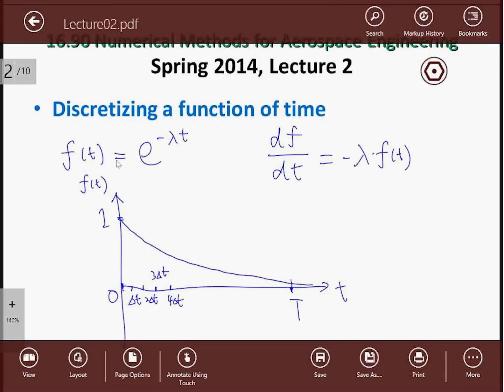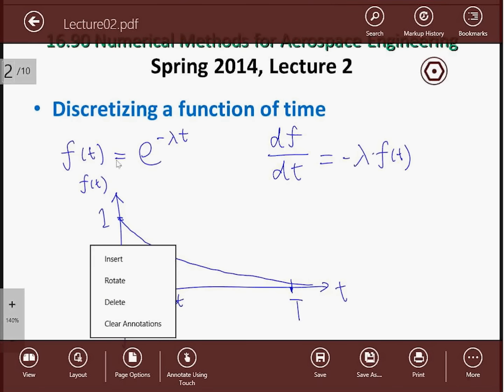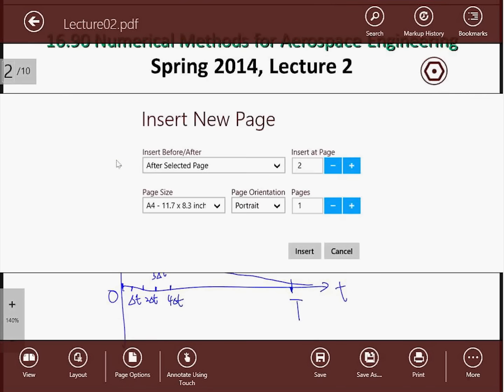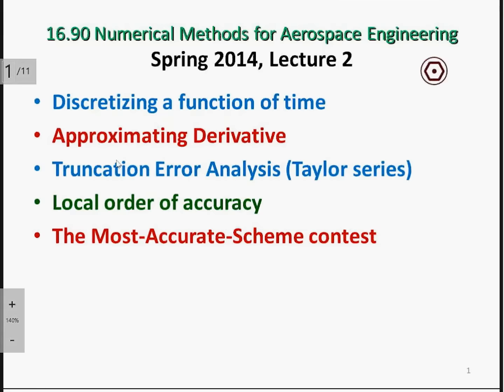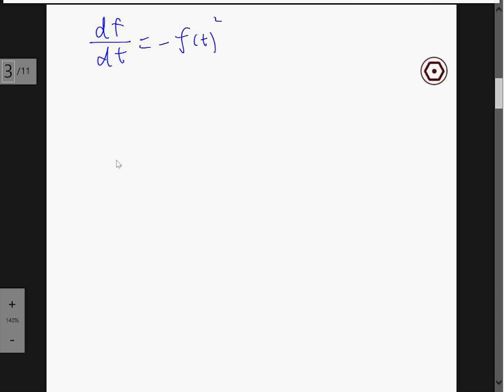All right. Let's try another one. Let's see, how do I insert another page? Insert, after insert. Okay. So let's try another function. We did df/dt equal to minus lambda f. How about minus f squared?